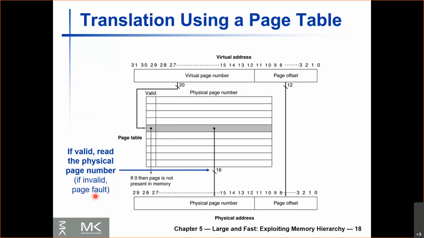But before that, any questions so far? Is it clear to everyone how we translate a virtual page number to a physical page number using a page table? Okay, so now that this is clear, let's take a look at what happens on page faults.